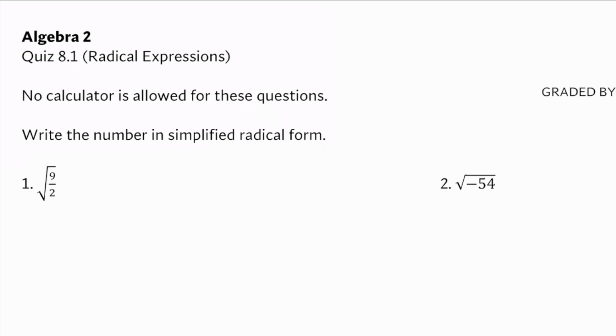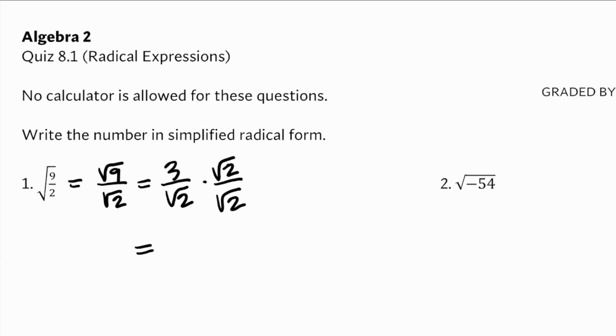So we're going to write the number in simplified radical form. Root 9 over 2 is root 9 over root 2. That would be 3 over root 2, so I would need to rationalize the denominator by multiplying by a clever form of 1. That would be root 2 over root 2. In the numerator, I'd get 3 times the square root of 2, and in the denominator, square root of 2 times square root of 2 is just 2. So I get 3 root 2 over 2.